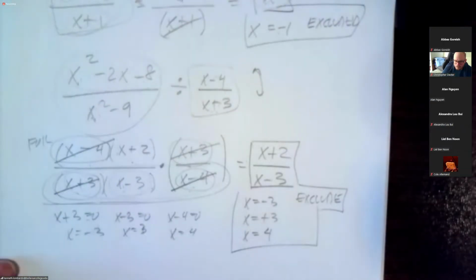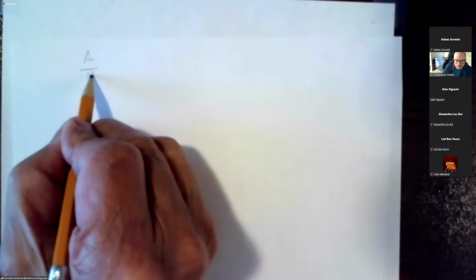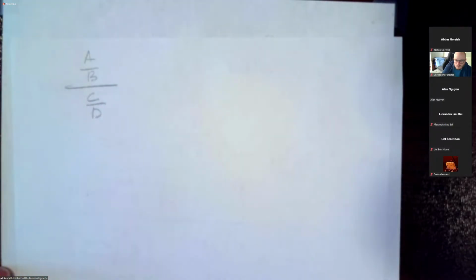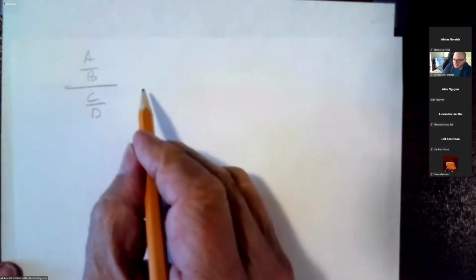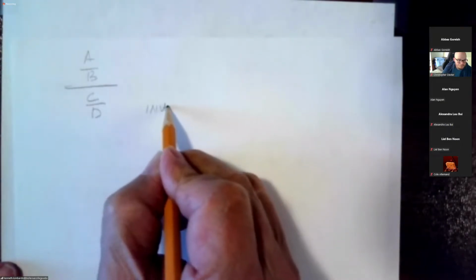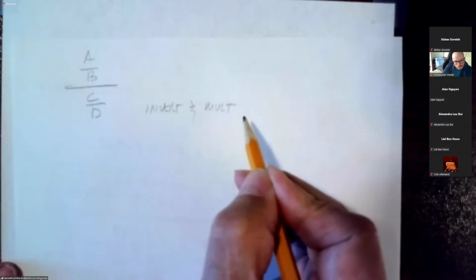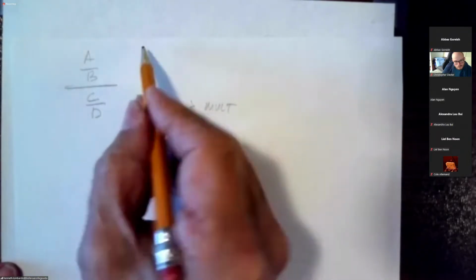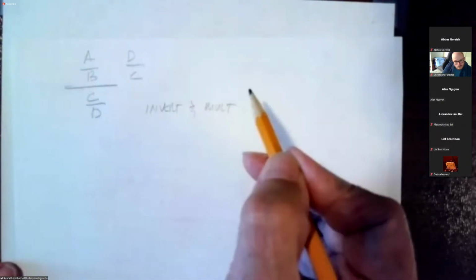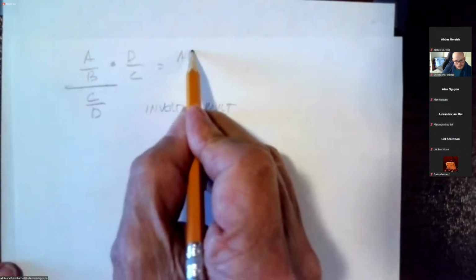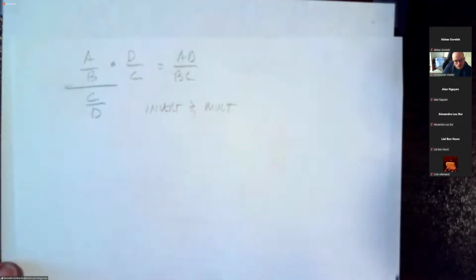Can you explain why you inverted the x minus 4 over x plus 3 again? Yeah. If we have A over B and we divide that by C over D, we want to know how we do that. And we do it by inverting, and then we multiply. So C over D becomes D over C, and we multiply. So that becomes AD over BC.